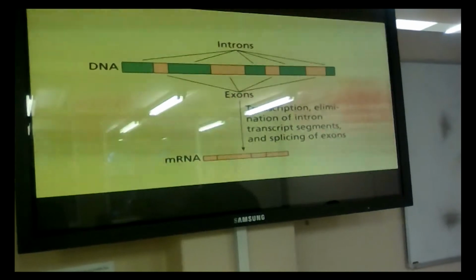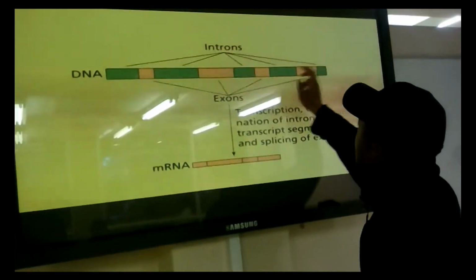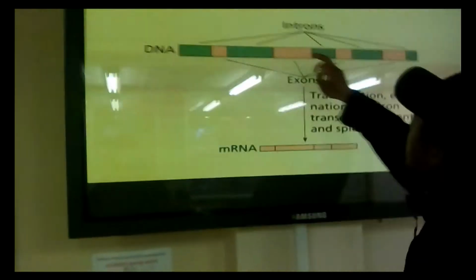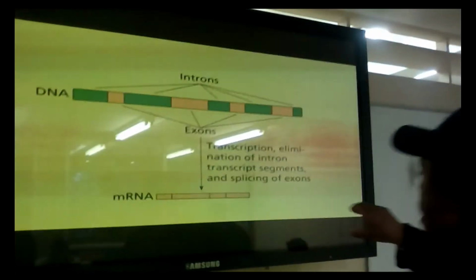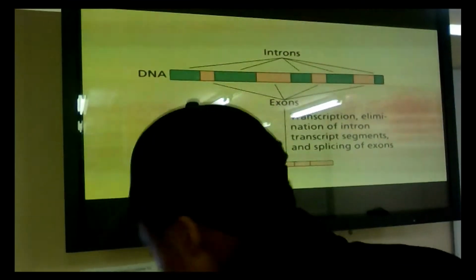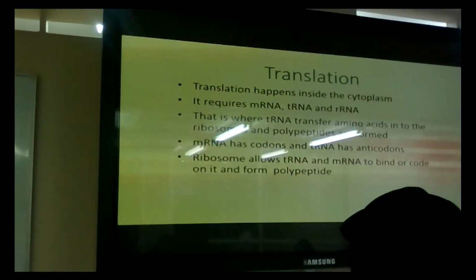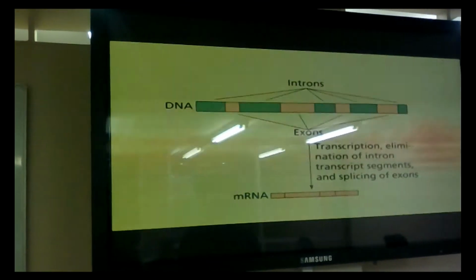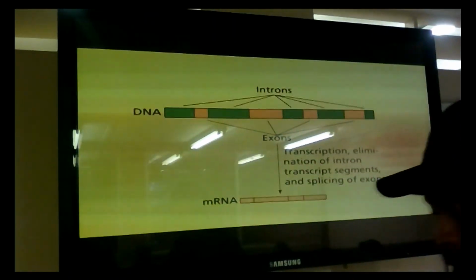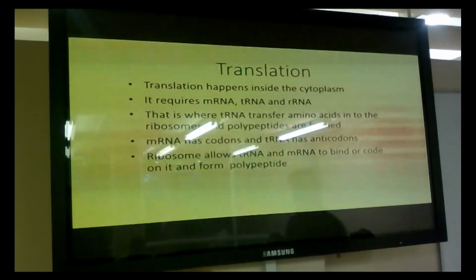And then you see the exons and the introns that I was talking about. Look here, these are the introns. These things have to go away, and the exons code for protein, so they remain in the mRNA. So now our mRNA is fine with exons, and it can go outside the nucleus into the cytoplasm. As we continue, we go to translation.